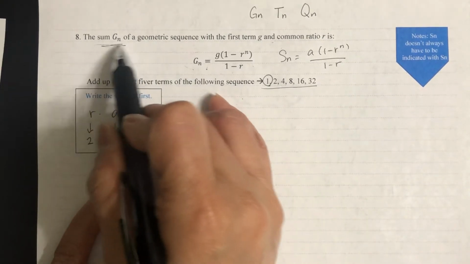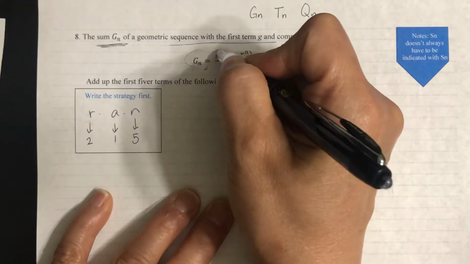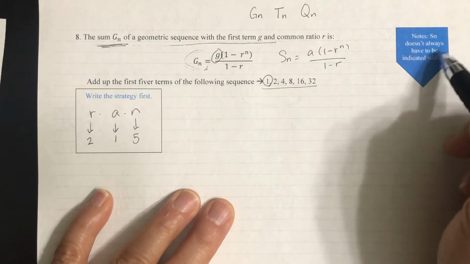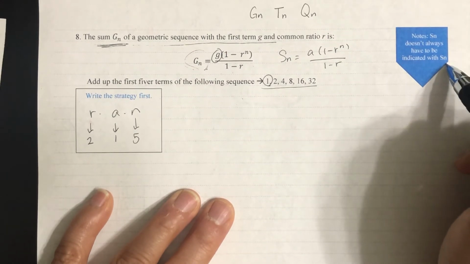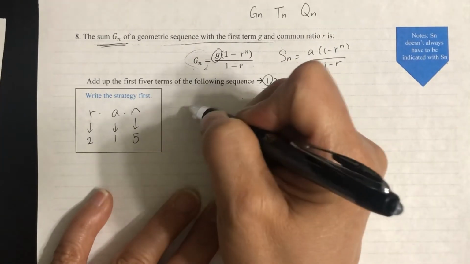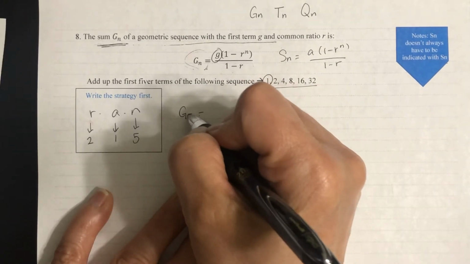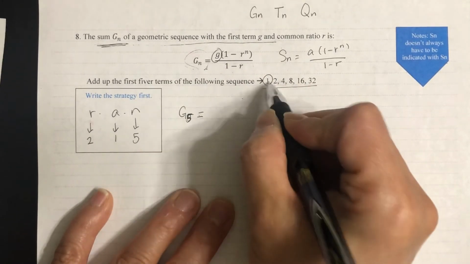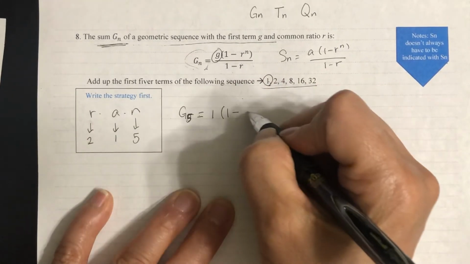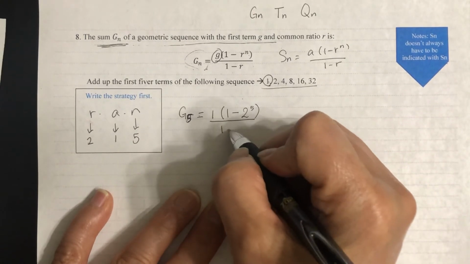So the sum G_n is a sum of a geometric sequence with the first term, and instead of a, they say G. But it's exactly the same thing. So note, the sum doesn't always have to be indicated with S_n. Okay, so now it becomes easy. G of n, fine, we will just use that. So we're looking for G of 5, right? It equals, the first term is 1, times 1 minus r to the nth power, 5, over 1 minus r, and r is 2.